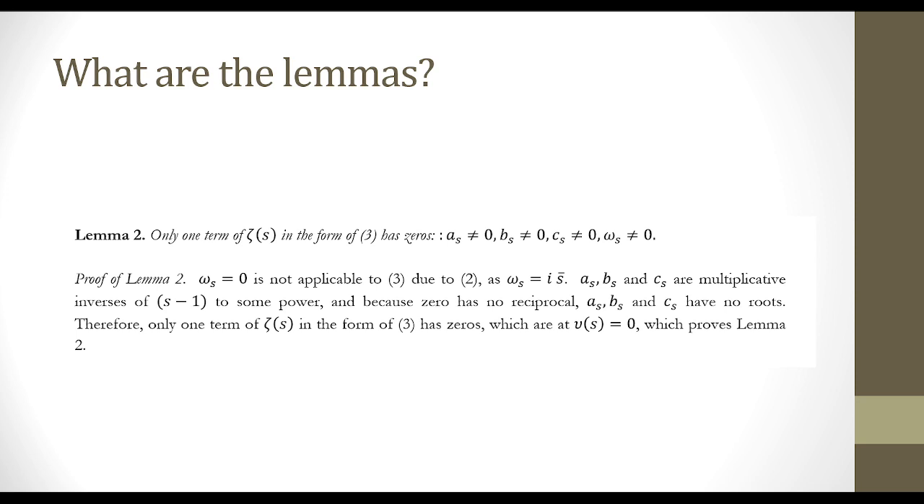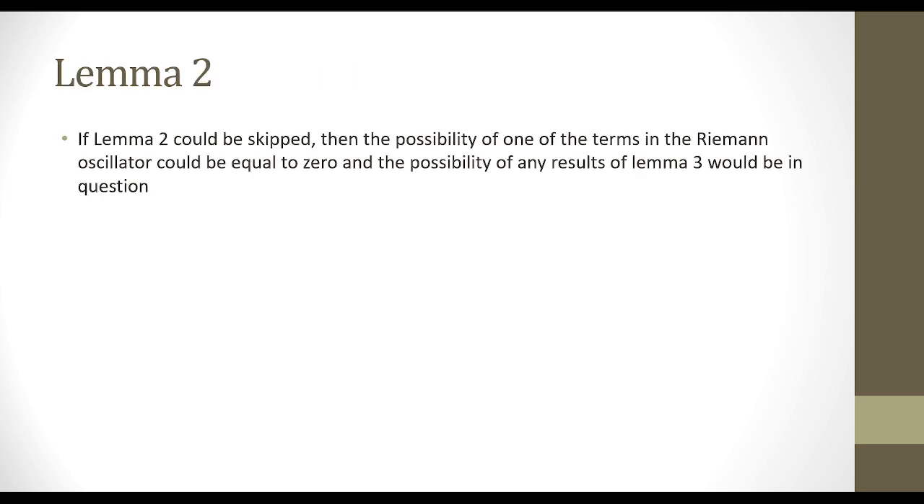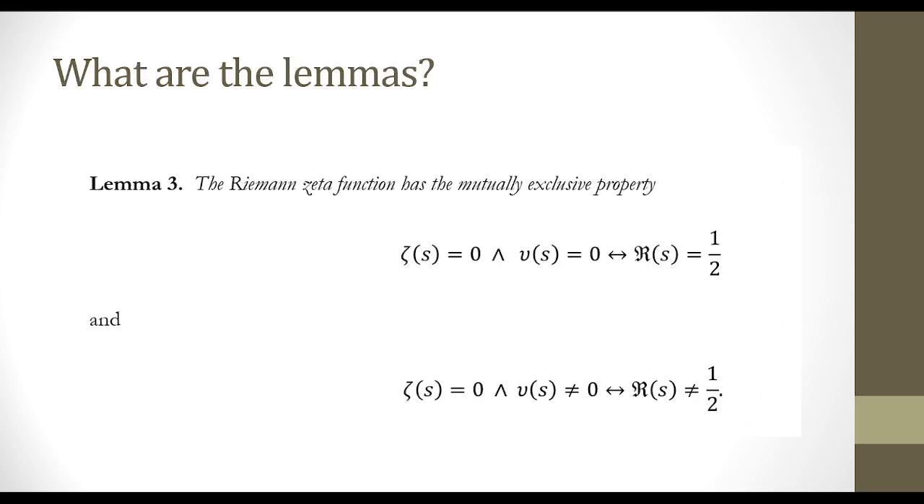Then we can kind of go into the law of non-contradiction, but we're not there yet, because we have to have lemma 2. It's super simple. If you have lemma 1, it's very easy. So no reason to do that. But if lemma 2 could be skipped, then the possibility of one of the terms in the Riemann oscillator could be equal to 0, and the possibility of any results of lemma 3 would be in question. So what is lemma 3? That the Riemann zeta function has 2 types.